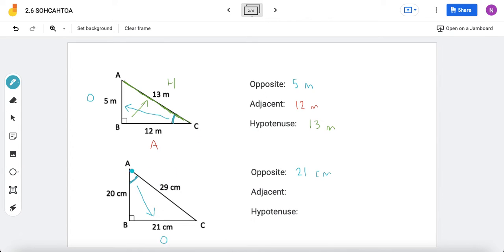The hypotenuse, the longest side, is going to be this one. And again, you can tell this is the longest side just looking at the numbers. Or another way to tell is, again, it's across from the right angle. So 29 centimeters, that's going to be the hypotenuse. And the adjacent side here is just the side that's left over.